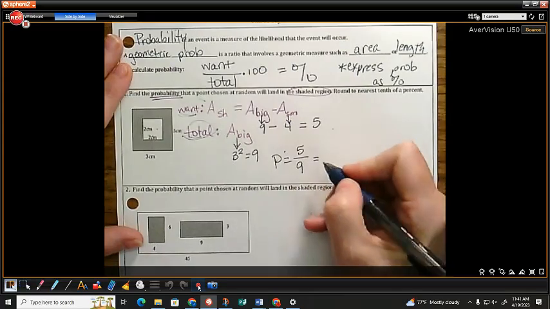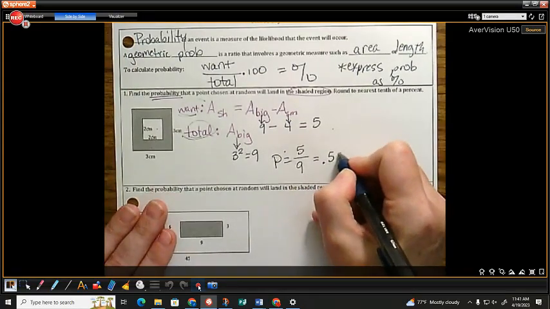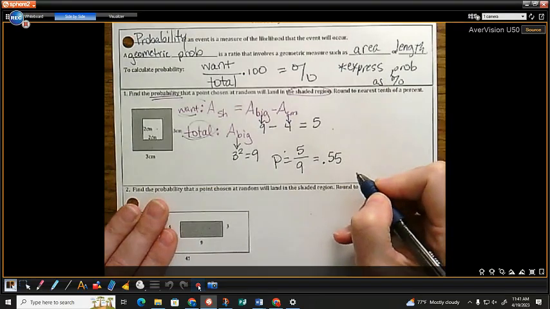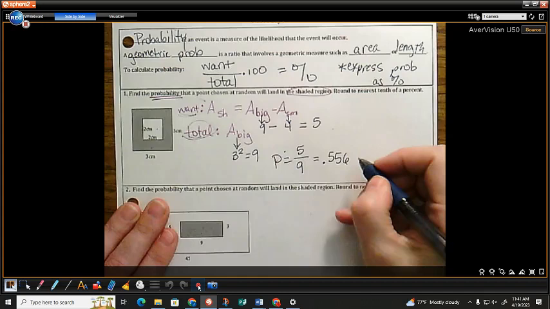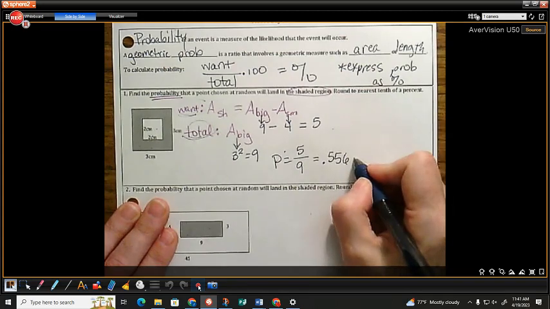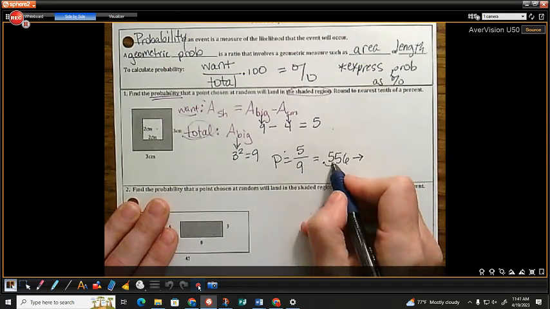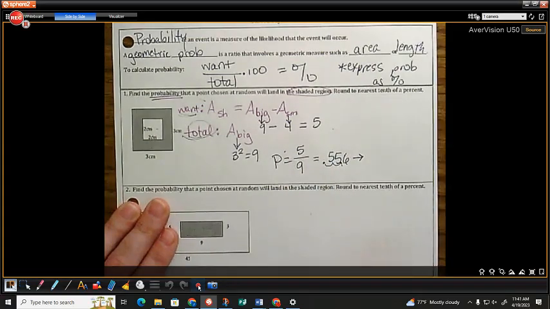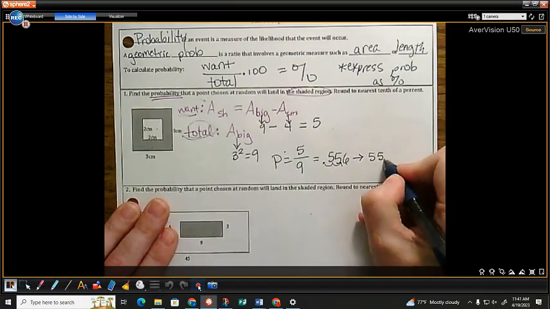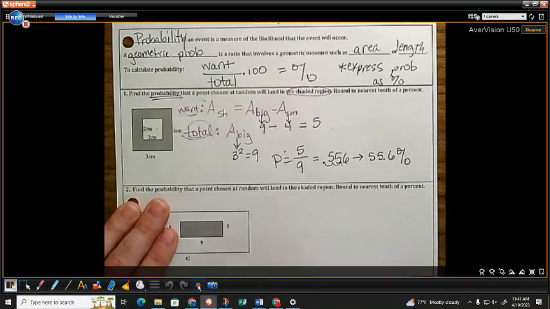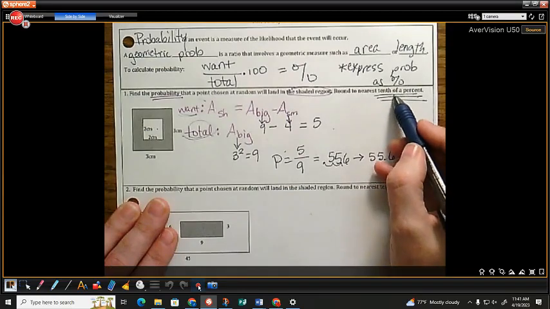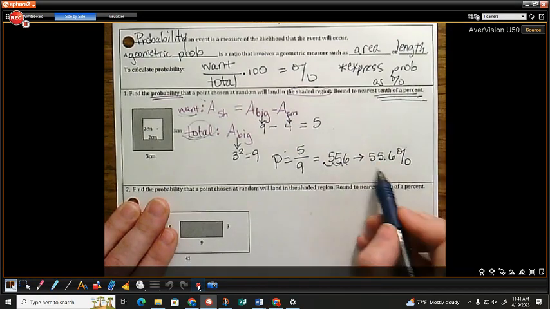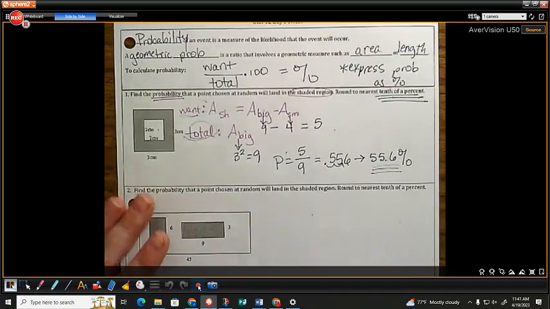And you put that in your calculator and you get something like 0.555555555. Where do you cut it off? Put it at 3 decimal places and round it there. So that when you turn it into a percent, you can move that decimal the 2 places and get 55.6%. Because that's what I'm going to ask for, is tenths of a percent. So tenths of a percent is going to look like that. That's all we do for probability.